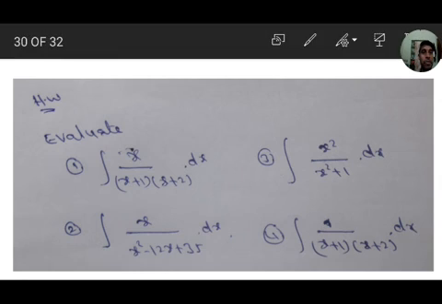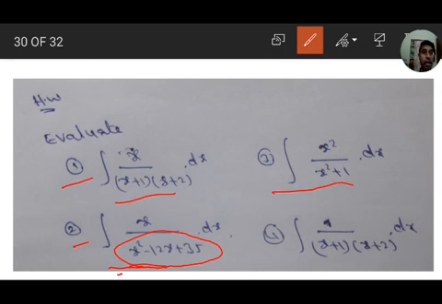Next homework problems. Evaluate integration x by x plus 1 into x plus 2 dx. Second problem, integration x by x square minus 12x plus 35 dx. Third problem, integration x square by x square plus 1 dx. Fourth one, integration 1 by x plus 1 into x plus 2 dx. First problem, non-repeated linear factor, first case. Second problem, we have to factorize this one, we get non-repeated linear factors, it is also non-repeated linear factor.